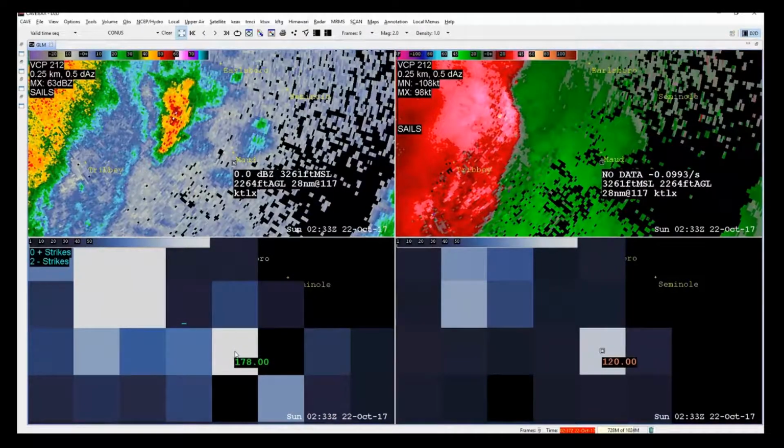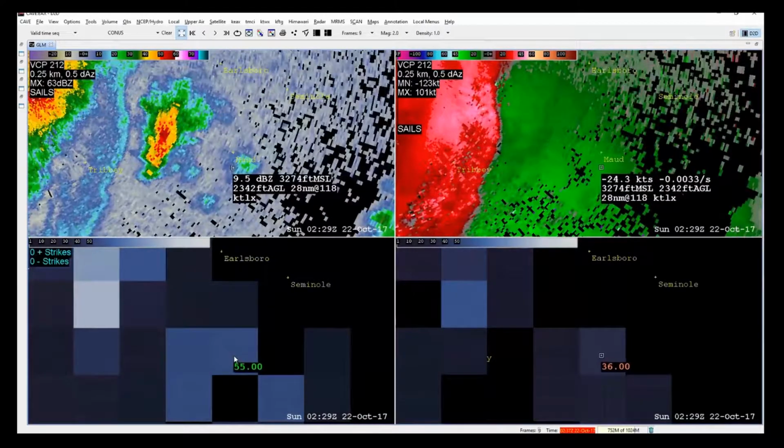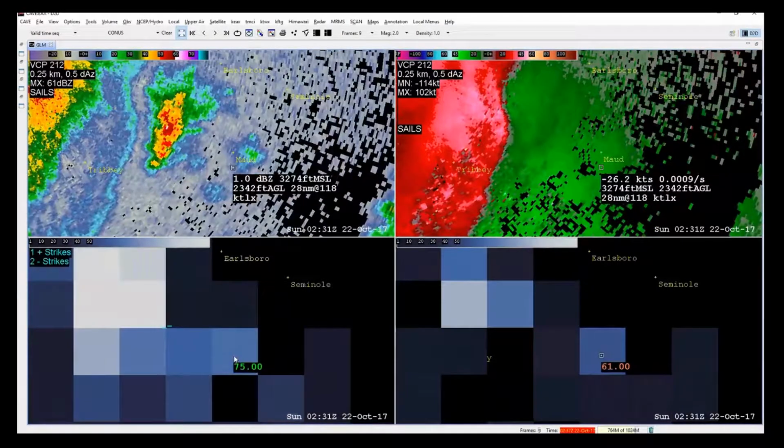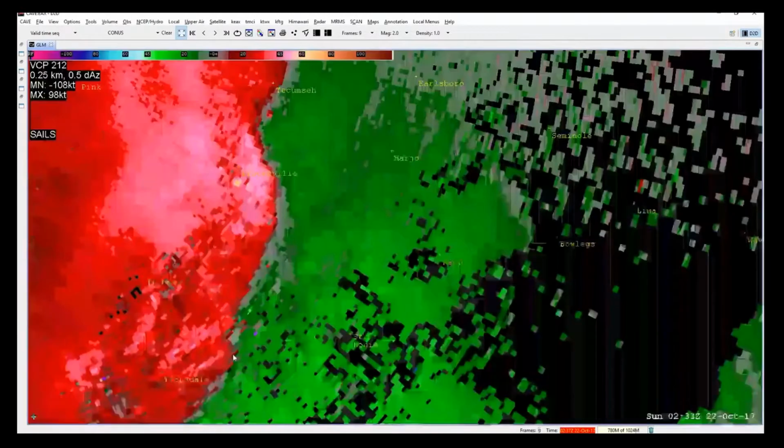So we step forward again to 233Z, and there's a dramatic jump. So we went, I believe, 36 to 74 to 61, and then all the way up to 120 here at 233.